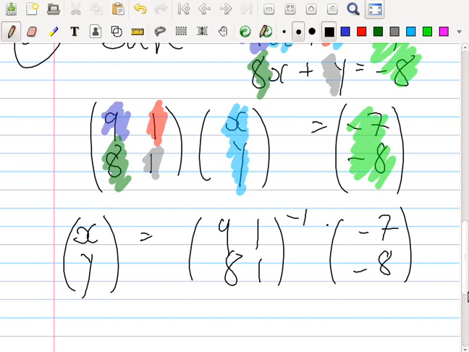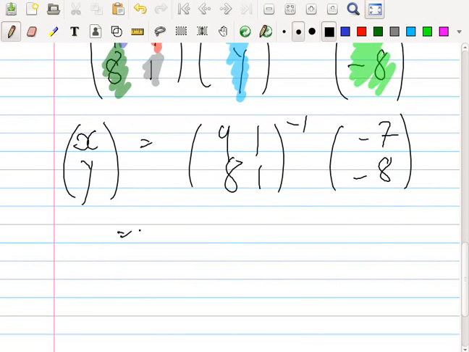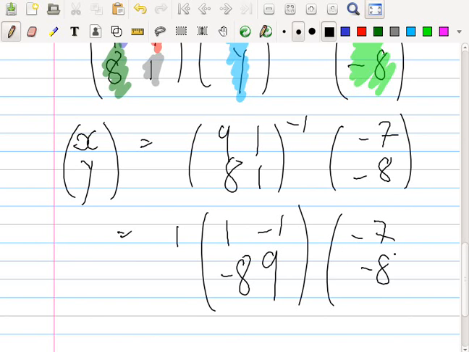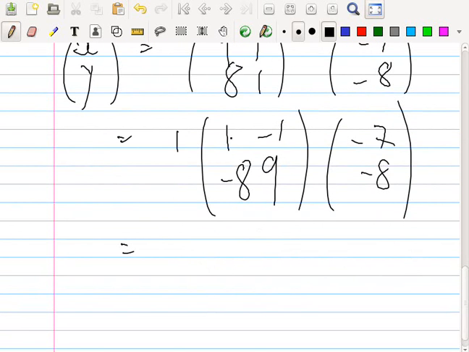This shouldn't be any problem because we spent last class doing inverses. So inverse here, first thing, 9 times 1 is 9, 8 times 1 is 8, 9 minus 8 is 1, and 1 over 1 is 1, so the piece in the front is just 1. And then I swap these and minus these. Yeah, minus 1, minus 8. And then that just gets multiplied there. Okay, 1 times minus 7 is minus 7, minus 1 times minus 8 is 8, minus 7 plus 8 is 1.